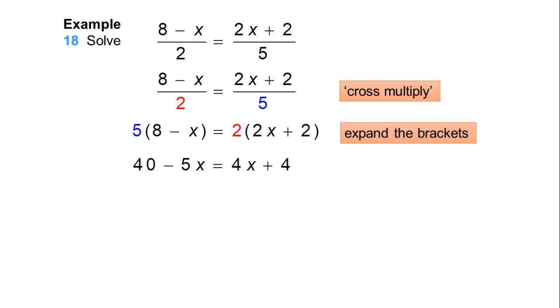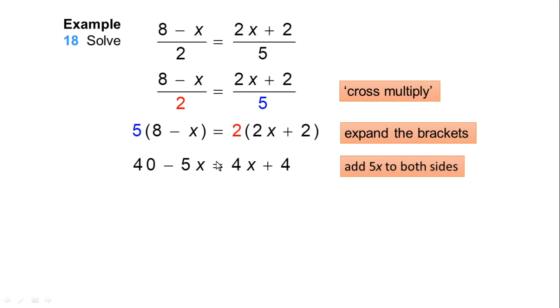Next you take away or add 5x to both sides. Can I also take away 4x from both sides? Yes, but this will become negative 9x. 40 minus 9x is equal to 4.